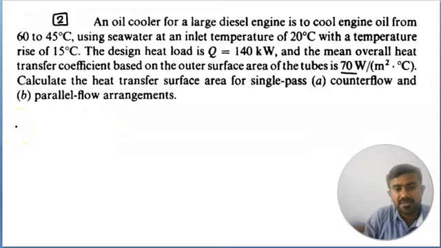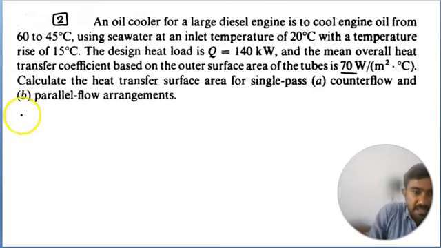So here you are given all the temperatures, the inlet and outlet temperatures of both the fluids. You are given the design heat load and you are given the overall heat transfer coefficient. So you have to find the area, which means if you find the LMTD, you can find the area. So the idea is, let's find what is the LMTD in parallel flow configuration. In both configurations we have to find it. So first let me find it in parallel flow configuration.